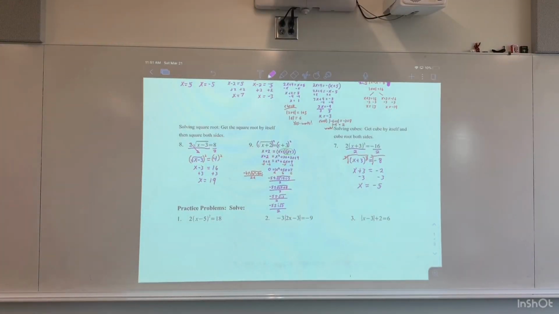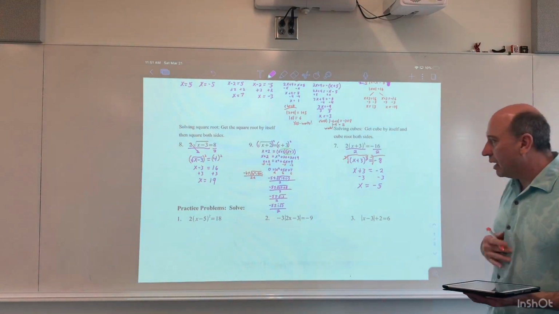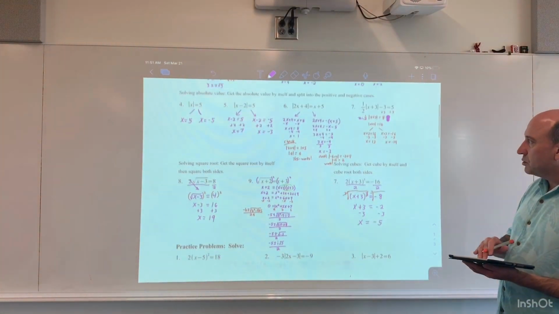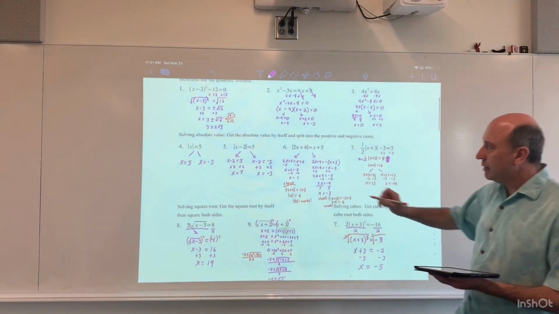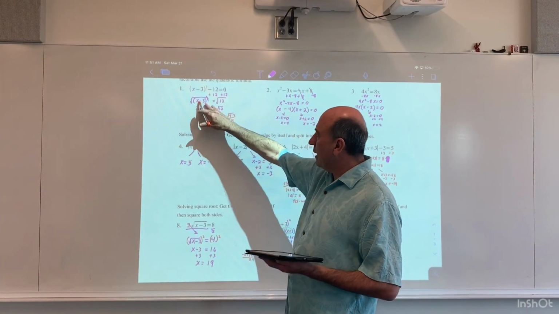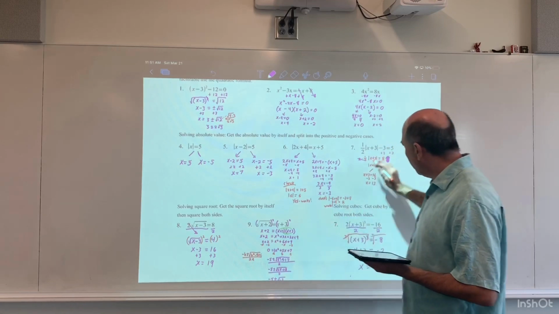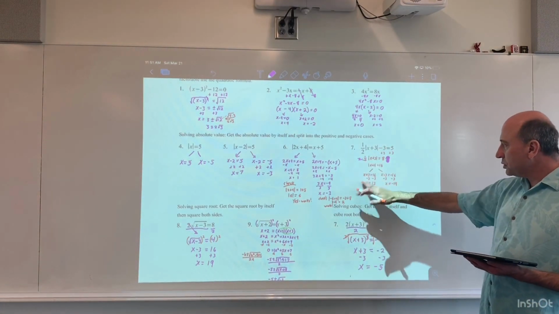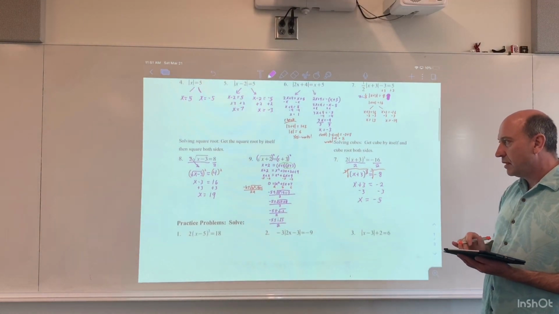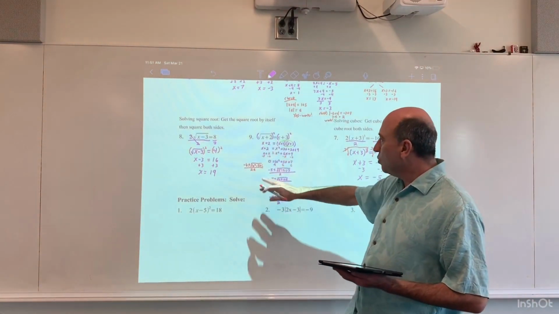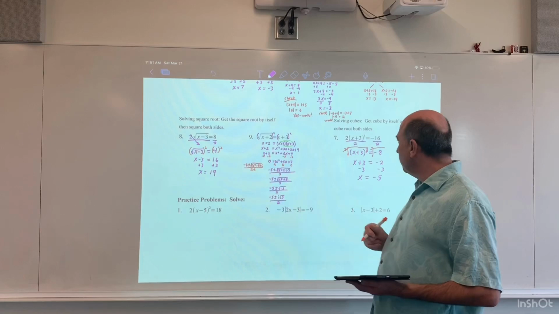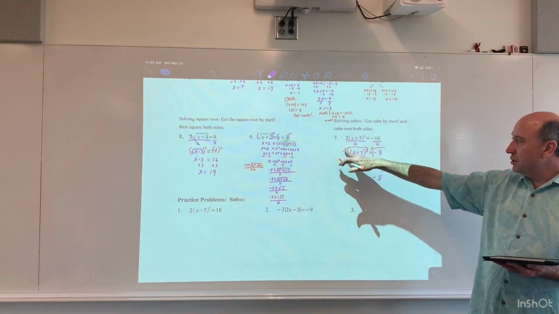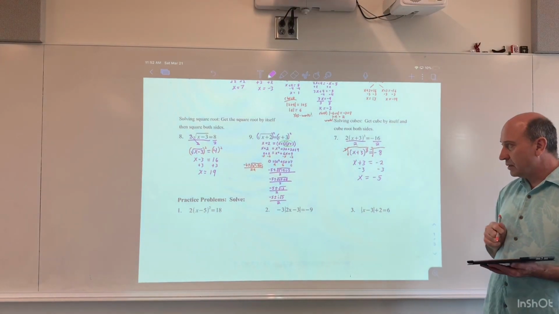That was it, everybody. That is the different types of solving. Okay, so what's the summary? So basically, if you have a thing that's squared, you want it by itself, and then you square root it. If you have an absolute value, you want it by itself, and then you split it into its positive and negative cases. If you have a square root, you want it by itself, and then you square both sides. If you have a cubic, you want it by itself, and then you cube root both sides.